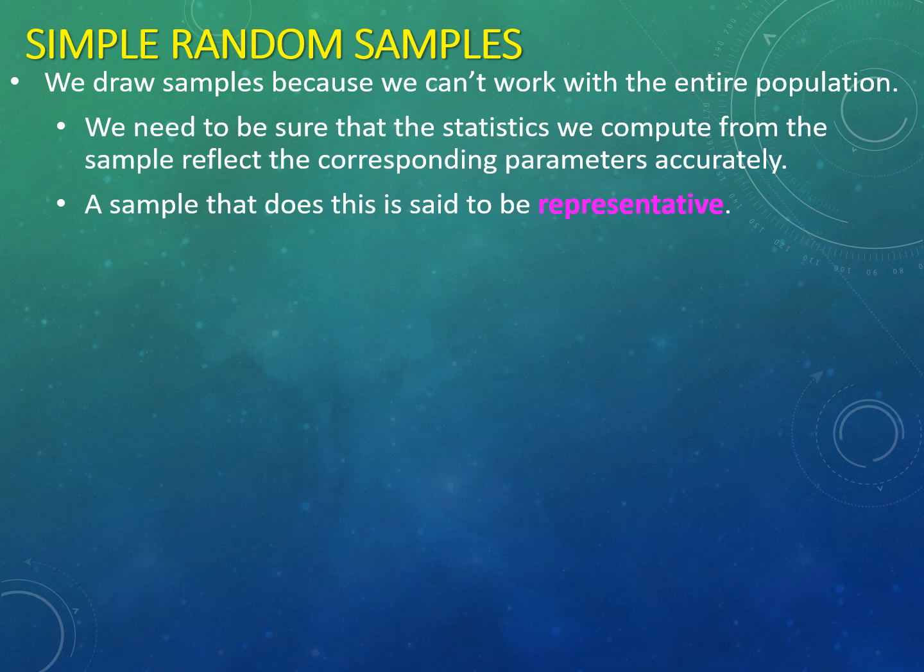What that means is that the average from the sample is the same as the average of the population. Standard deviation of the sample is similar to the standard deviation of the population. We want all the statistics that we compute to reflect what the total population would look like. That is what it means to be representative.